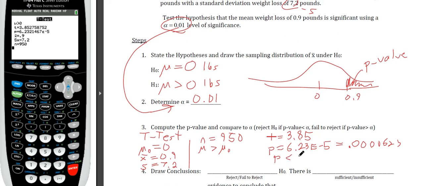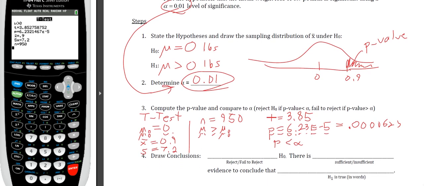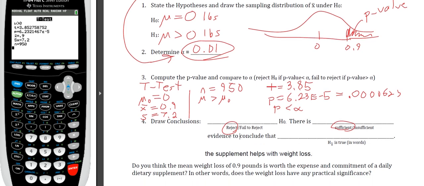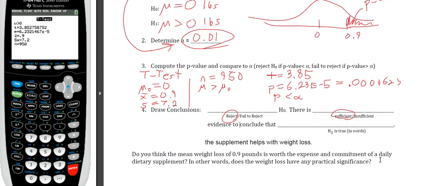That means the p-value is less than alpha, which was 0.01 if you recall. And because it is less than alpha, we reject the null hypothesis because there is enough evidence to conclude that the supplement helps with weight loss. So that would be my conclusion there. That's what I'm looking for here.